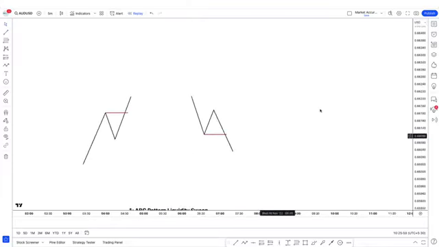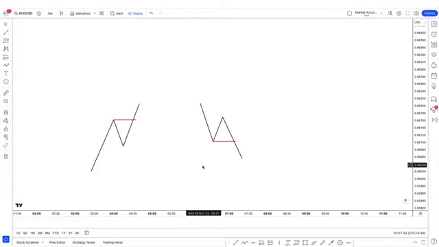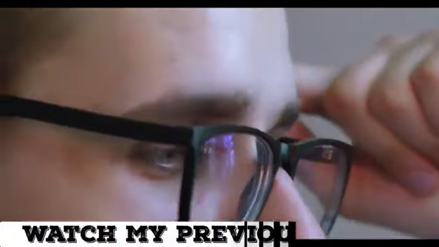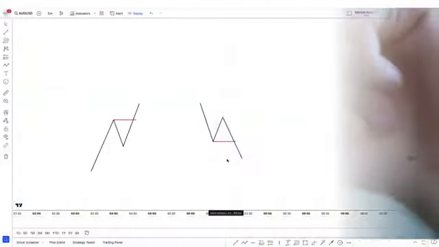And in this scenario, if you want to go short, we look for this pattern, and we look for this pattern if you want to go long. I hope that is clear. If it isn't clear to you, you can go and watch my previous videos, and it's going to be clear to you what is an ABC pattern.